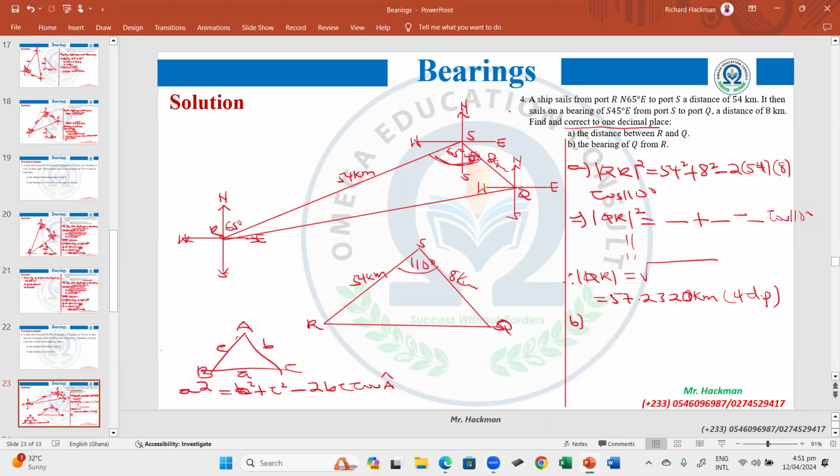So you are looking at the angle formed, please listen carefully, by the true north line at R and the line joining your two points of interest, in this case RQ or QR, but measured in the clockwise sense. So it means you are looking for the entire angle here. All correct.